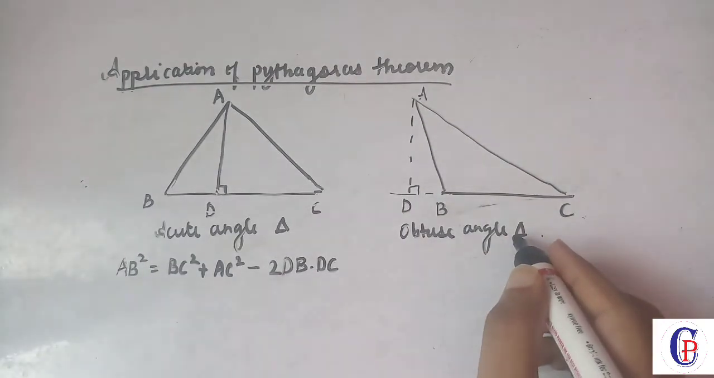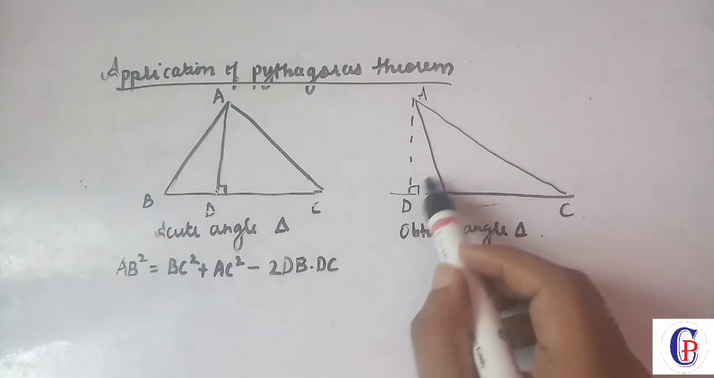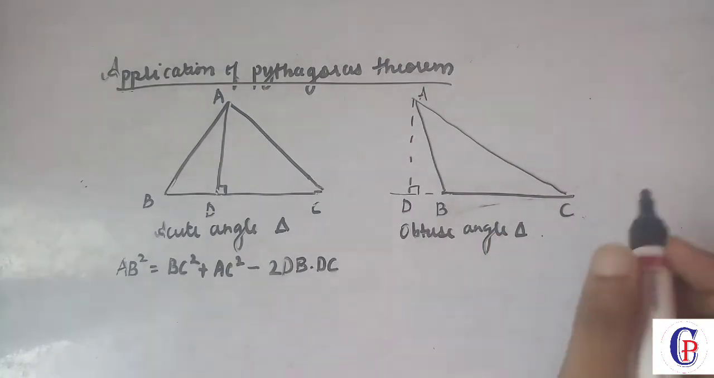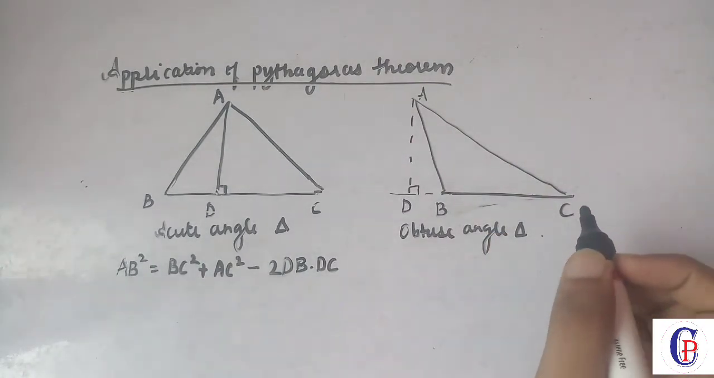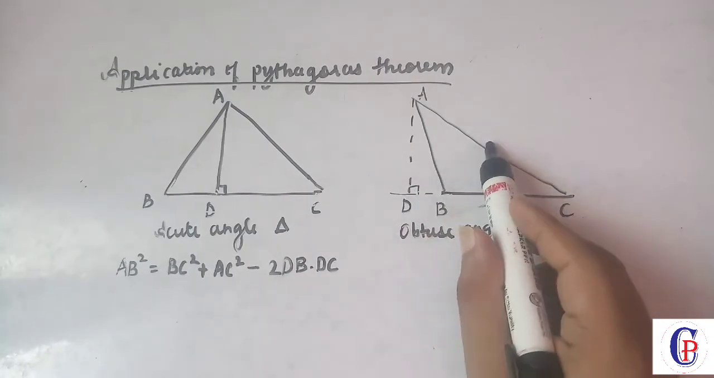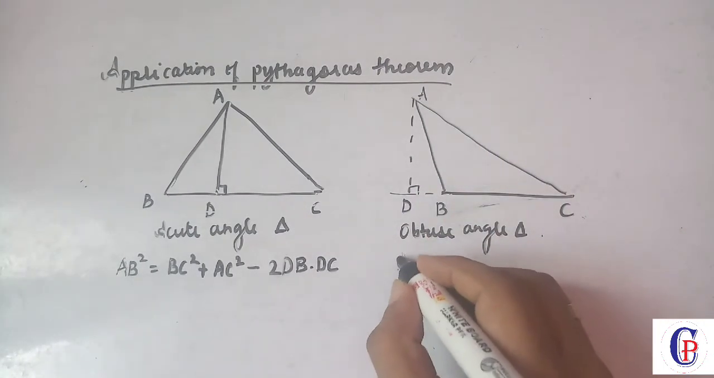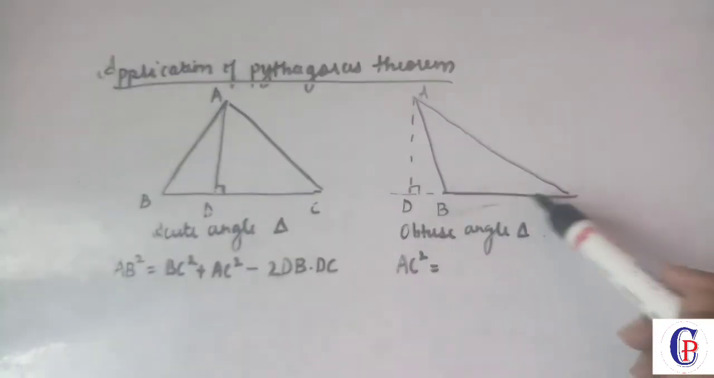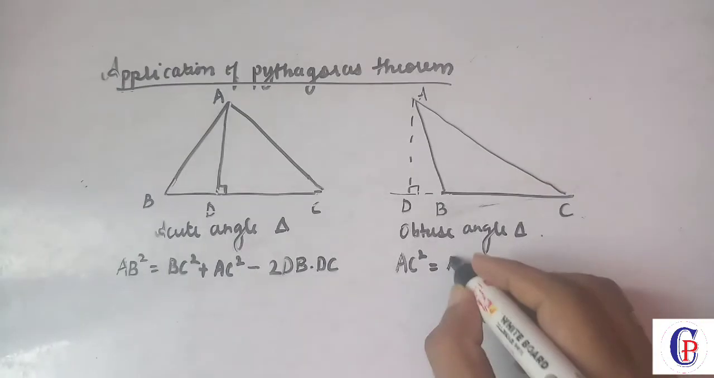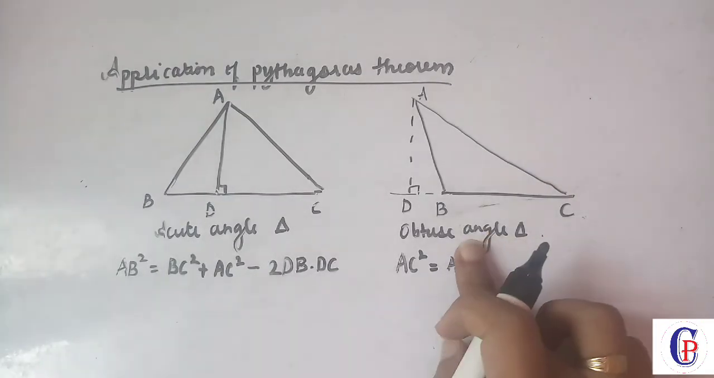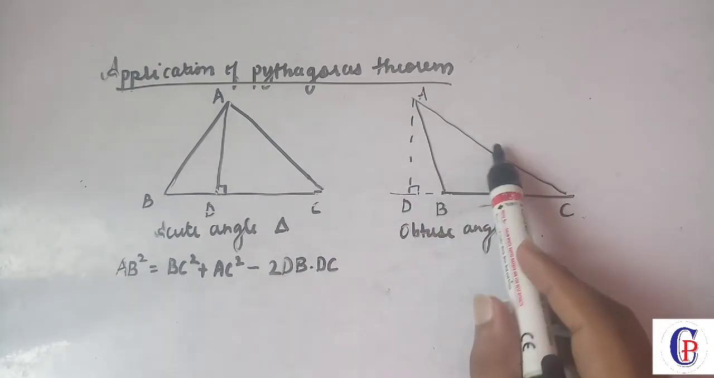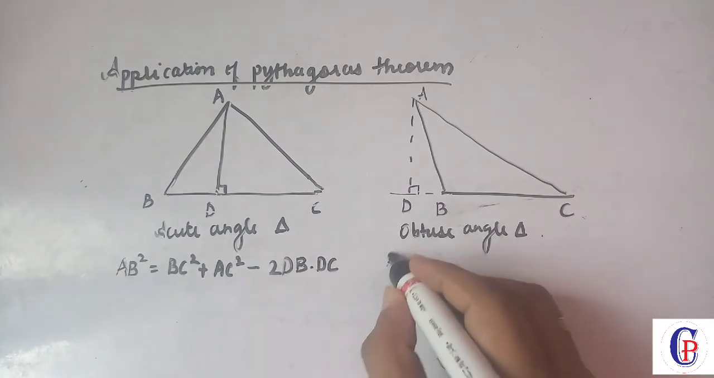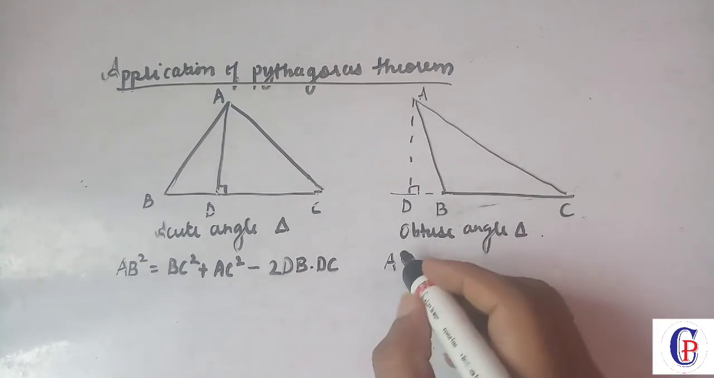Now the same for the obtuse angle triangle. The side in front of this 90 degree is AC. So we will write AC square is equal to the remaining two sides square. Oh sorry, one second. The side opposite to 90 degrees is AB, not AC. You can write AC as well, that won't make a difference.